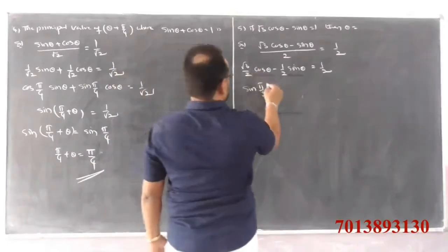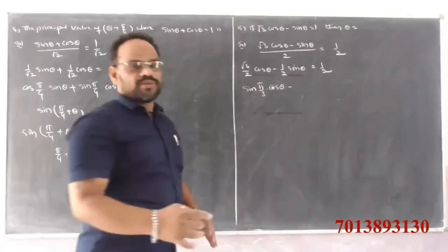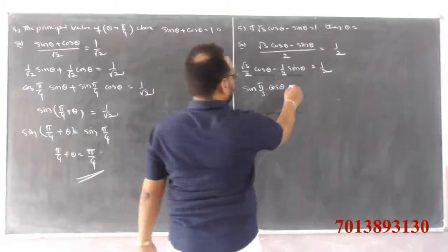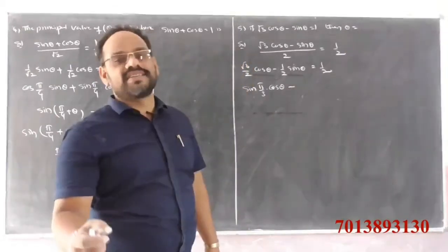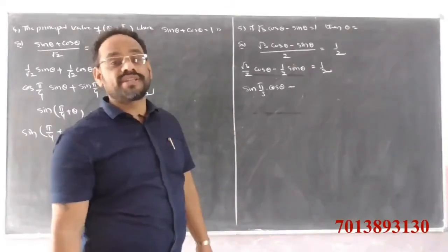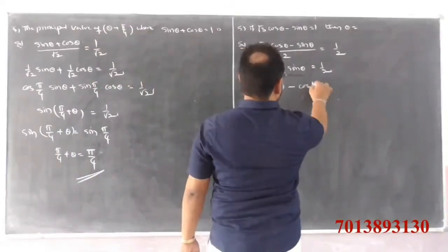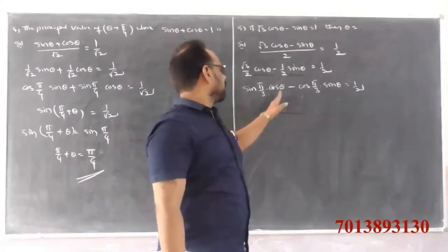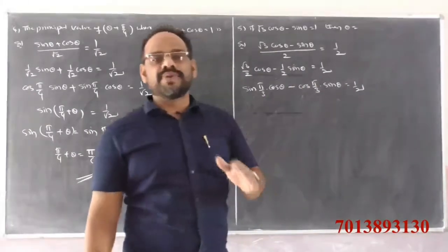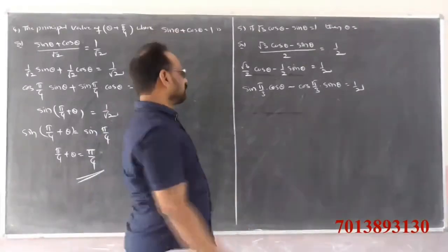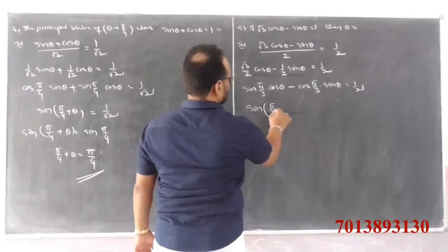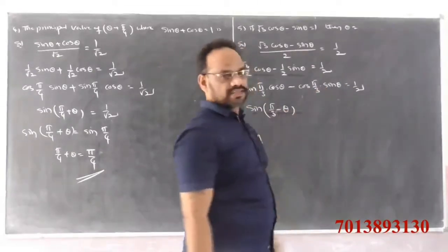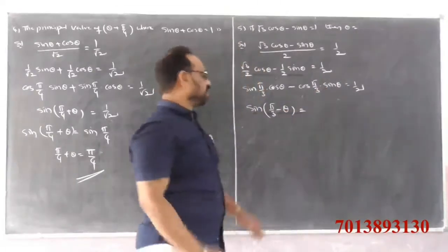Square root of 3 by 2 into cos theta minus 1 by 2 in terms of cos. Well, because sin a cos b minus cos a sin b. So, 1 by 2 in terms of cos 60 value, cos 60 value is 1 by 2. So, cos 60 can be written as cos pi by 3 into sin theta is equal to 1 by 2. It is in the form of sin A cos B minus cos A sin B, clearly sin(A minus B). So, sin(pi by 3 minus theta) is equal to 1 by 2 in terms of sin.